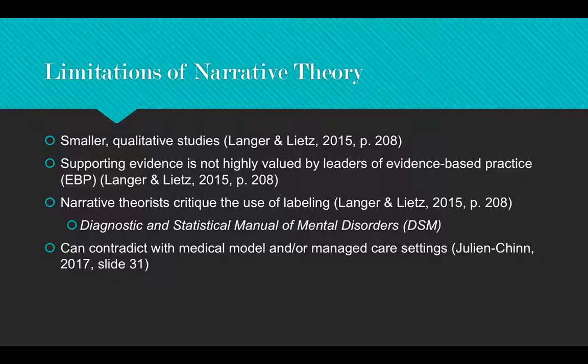Narrative theorists disprove the process of labeling, which occurs when using the Diagnostic and Statistical Manual of Mental Disorders, also known as the DSM. This is challenging for settings that require diagnosis, such as the medical and managed care settings. It is believed that narrative theory is not a good fit for these settings due to the lack of diagnosis, which prevents labeling. Narrative theory also does not work well with social practices that require deterministic processes.